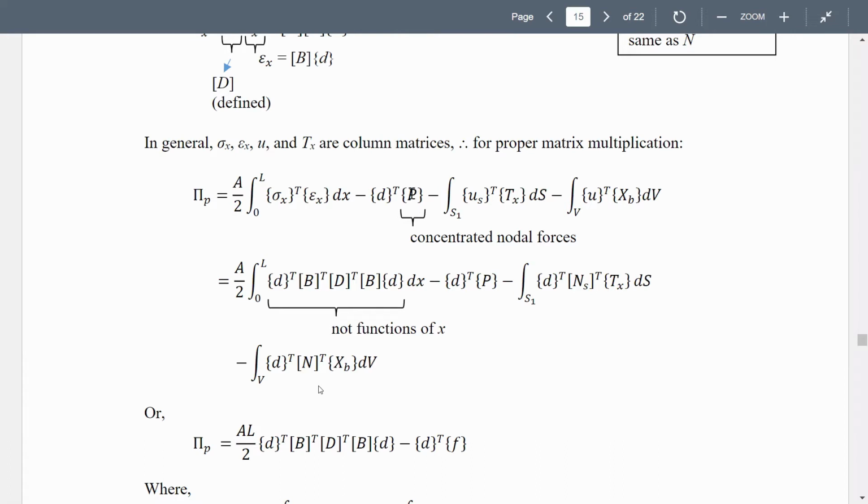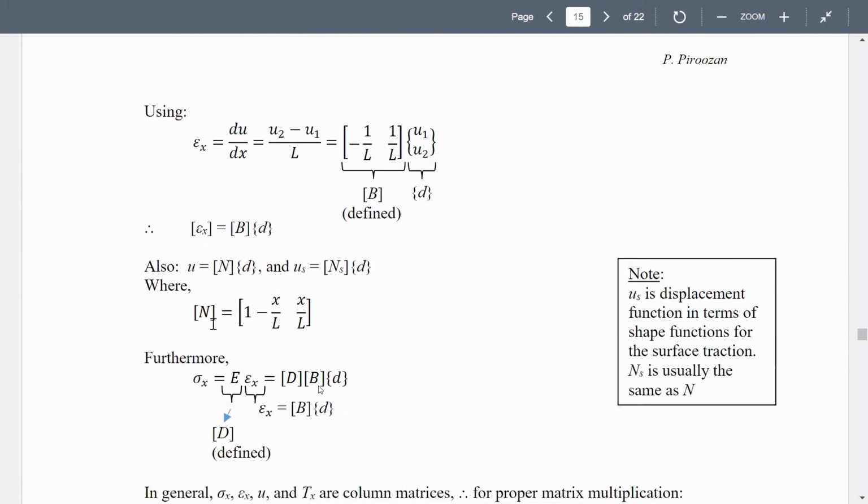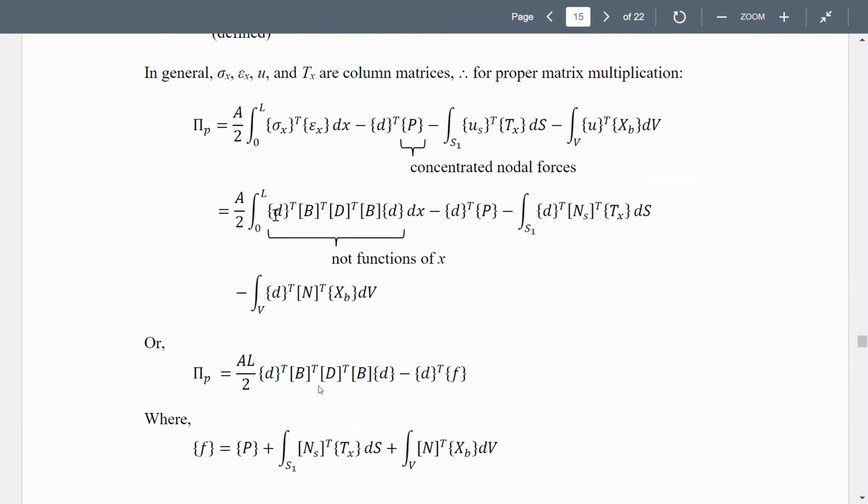This is a vector which contains nodal concentrated forces. And these are the two terms for traction and also for body force. If we do this one, now for sigma transpose, we said sigma is D B d. Transpose of this is d transpose, B transpose, D transpose, and times another epsilon. Epsilon is B d.